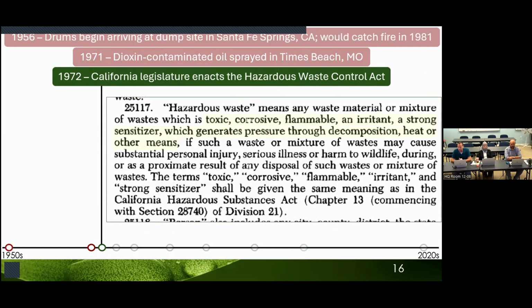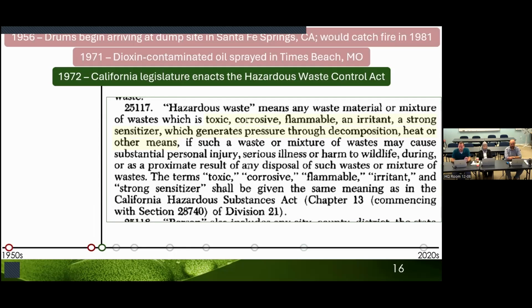I'll color code actions at the state level in green. Among other things, the act defined hazardous waste as any waste material or mixture of wastes which is toxic, corrosive, flammable, an irritant, a strong sensitizer, or which generates pressure through decomposition, heat, or other means. Now, some of those terms overlap with the hazardous characteristics we still think of today, but others do not.